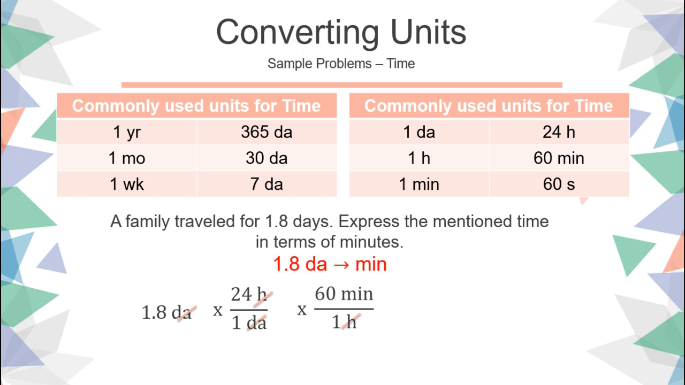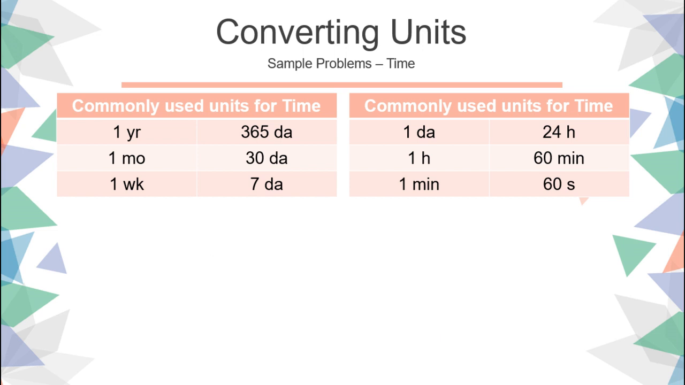Same as what we did earlier, multiply the given number by all the numbers in the numerators. 1.8 times 24 times 60. Then divide the answer by 1, since 1 times 1 is 1. So, our answer is equal to 2,592 minutes. Okay. So, that's easy. Thank you, Mr. Calcu.